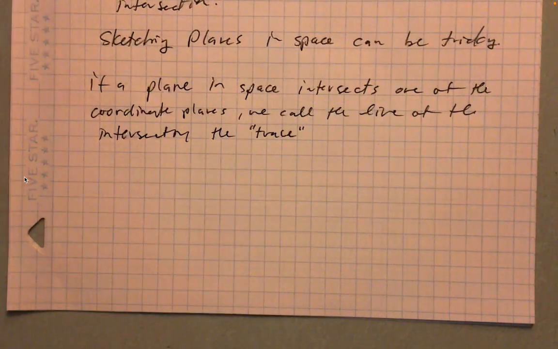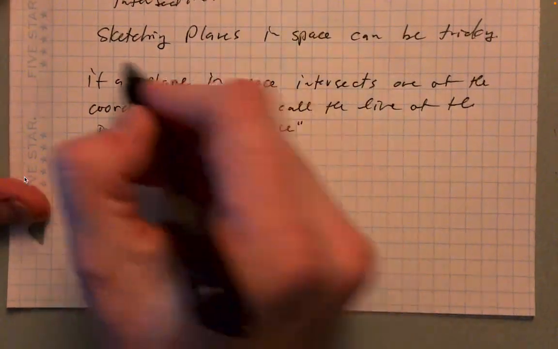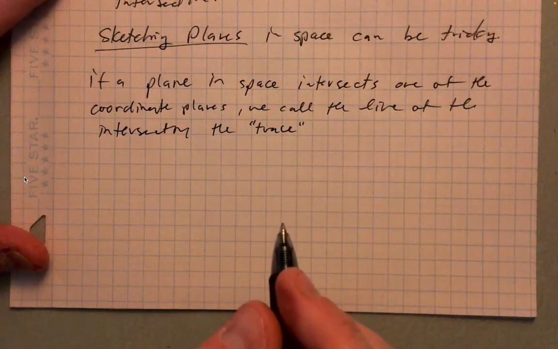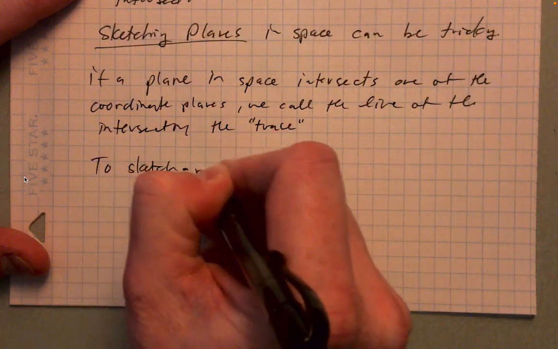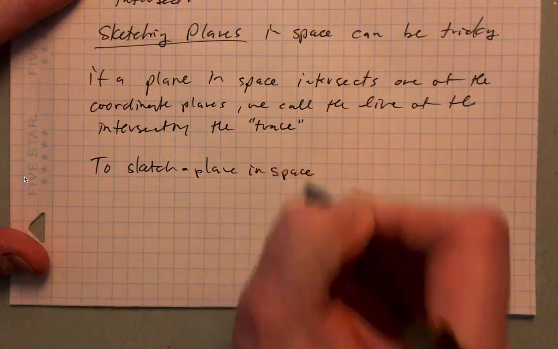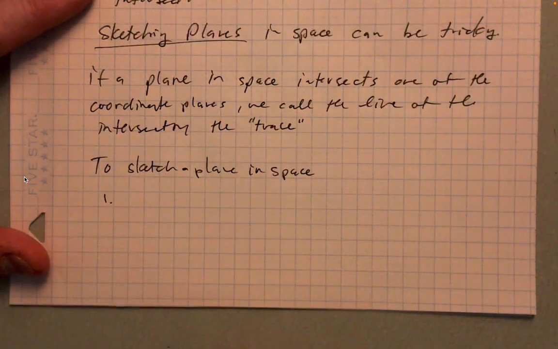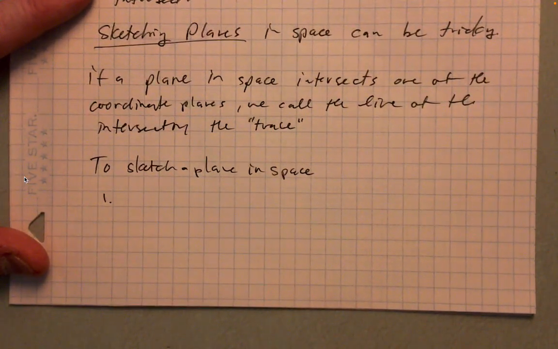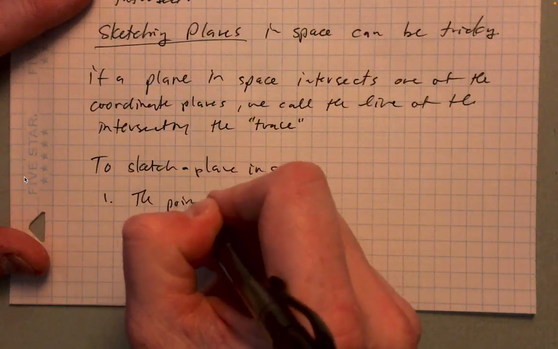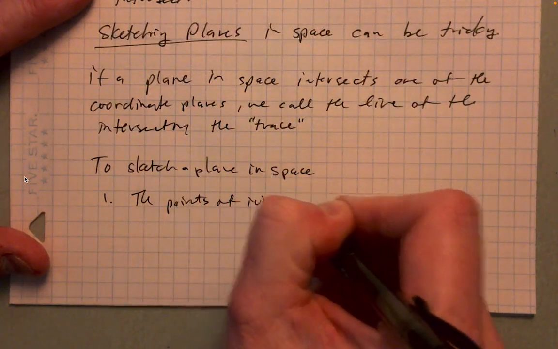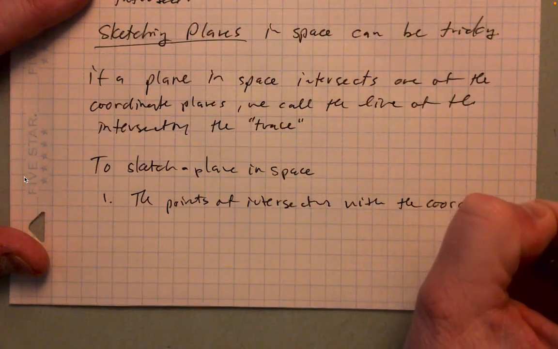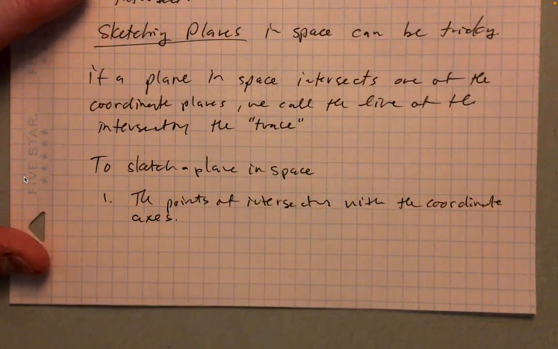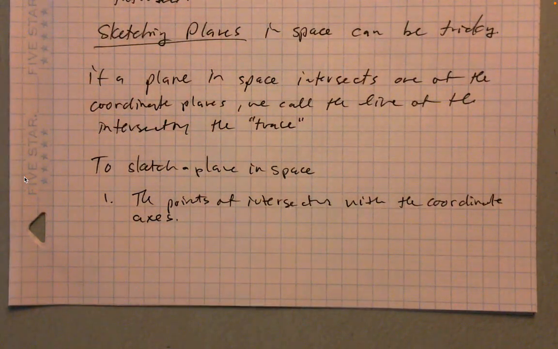Okay. And so this is useful when you're sketching planes. Basically, to sketch a plane in space, you want basically two things. First, you want to know the points of intersection with the coordinate axes. Okay. Normally, most planes will just intersect each coordinate axis in one point.